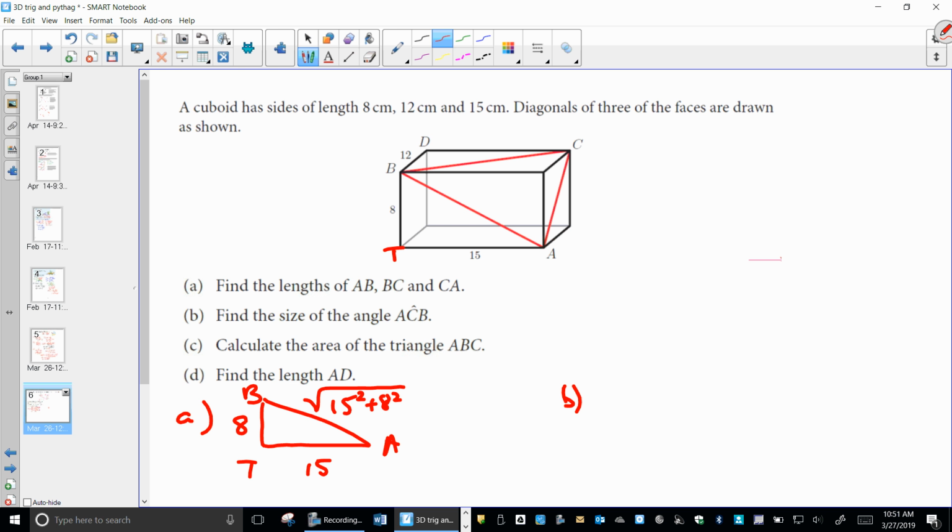BC. That's 17. And 12, 15. Oh, now we're doing BC. So I've got that triangle up there. So that's 12 squared plus 15 squared and square rooted.